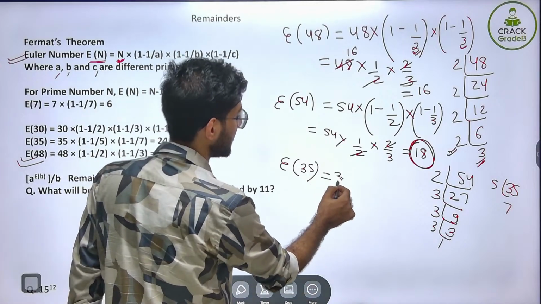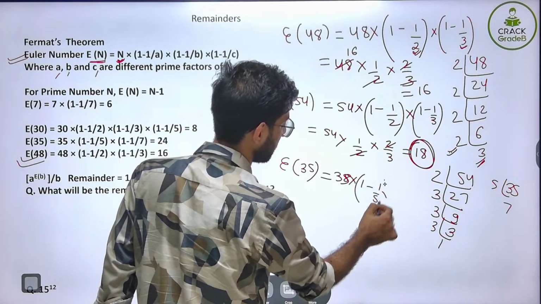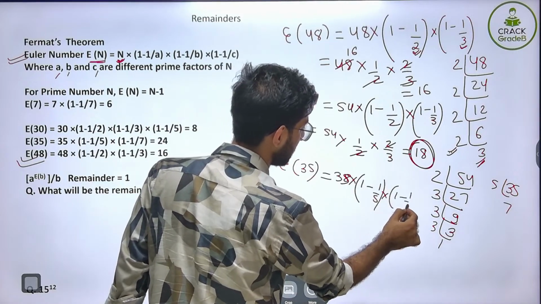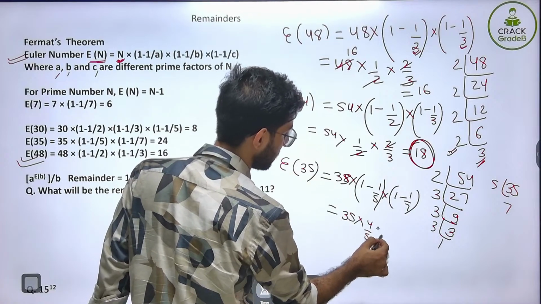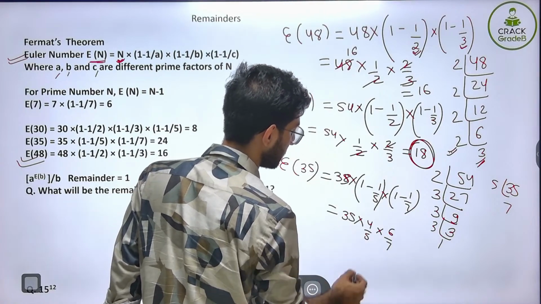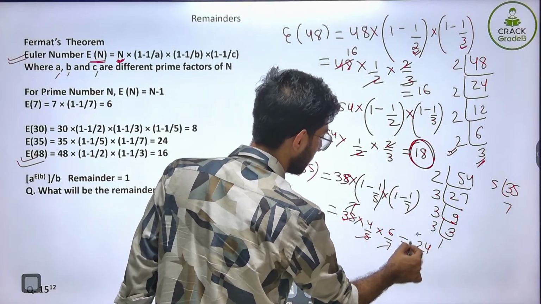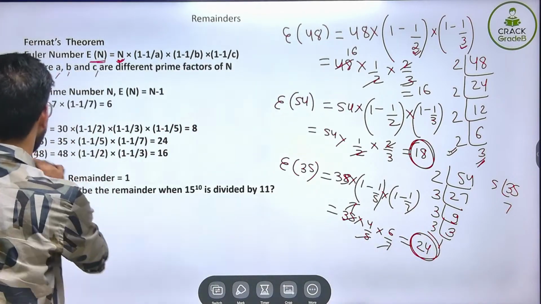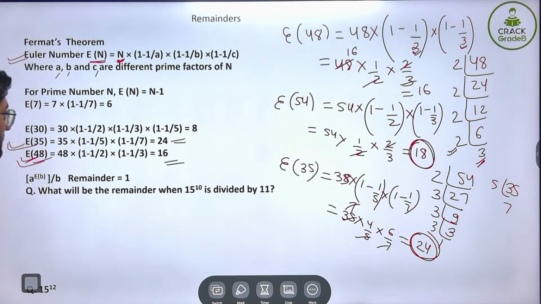So basically again you will write 35 into 1 minus 1 by 5 into 1 minus 1 by 7. If you solve it further, 35 into 4 by 5 into 6 by 7. So 5 into 7, then 7 into 7. So the Euler number of 35 is 24. The Euler number of 48 is 16.